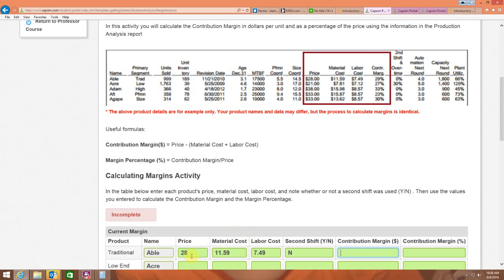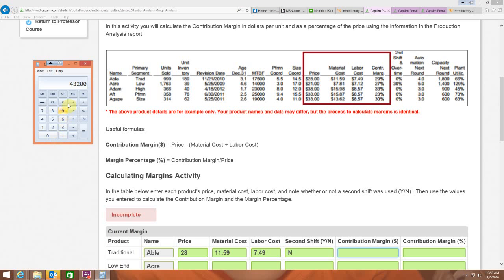So what's my contribution margin then for a dollar amount? Well, it's just simply equal to my price minus my cost. Looks like my costs are about $19. My price is $28. So it's going to be about $9, but I better do the math and do it right so it's clear. I just got 28 minus 11.59 minus 7.49 is equal to $8.92.